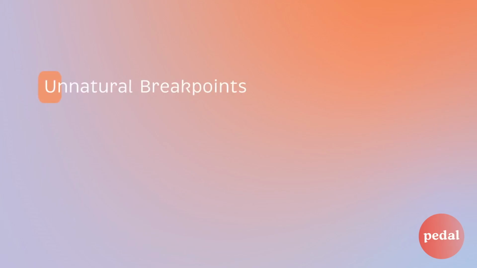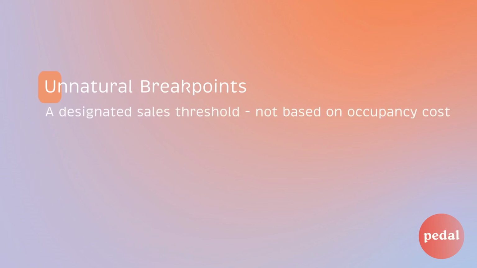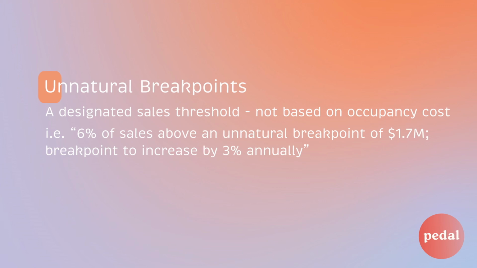Let's turn to unnatural breakpoints. An unnatural breakpoint is a fixed dollar amount of sales above which you owe additional percentage rent. So remember, with the natural breakpoint, the breakpoint isn't a fixed number that's negotiated, it's based off the rent. As rent increases annually, with a natural breakpoint, it'll increase along with the rent. With an unnatural breakpoint, the parties pick the breakpoint and it increases. So when negotiating an unnatural breakpoint, we negotiate two numbers: the dollar amount that's the breakpoint and the percentage of sales over that breakpoint we will pay as rent.